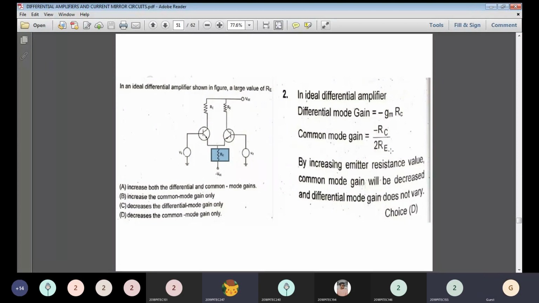Only the Re resistance affects your common mode gain. The dependency is inversely proportional. So if the value of this Re increases, what happens? The overall common mode gain value will decrease. So it depends only on common mode, not on differential mode. That dependency is also inversely proportional. So the answer is decreases the common mode gain only.